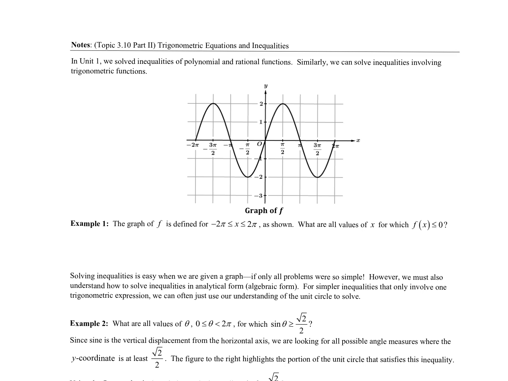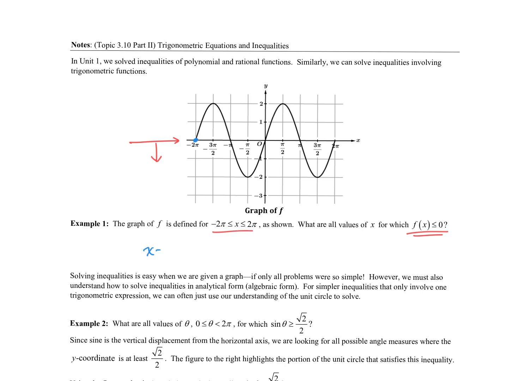Example 1. The graph of f is defined for negative 2 pi is less than or equal to x, which is less than or equal to 2 pi, as shown. What are the values of x for which f of x is less than or equal to 0? All right, so I need my function less than or equal to 0. So it's basically when it's equal to 0 or below. And when I'm looking at this graph, when is it equal or below 0?